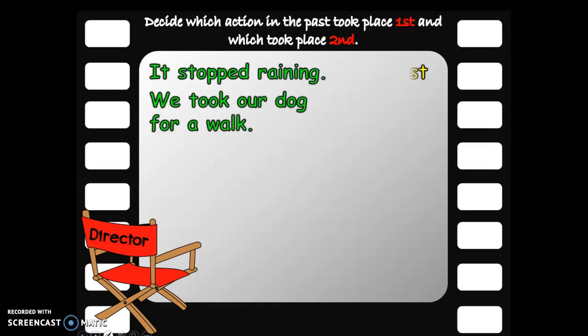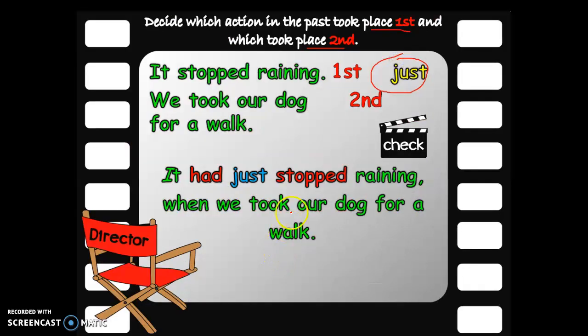We have more. Now we are going to use just. Here for just we have also two sentences. It stopped raining. We took our dog for a walk. The first action was it stopped raining. And the second one was we took our dog for a walk.